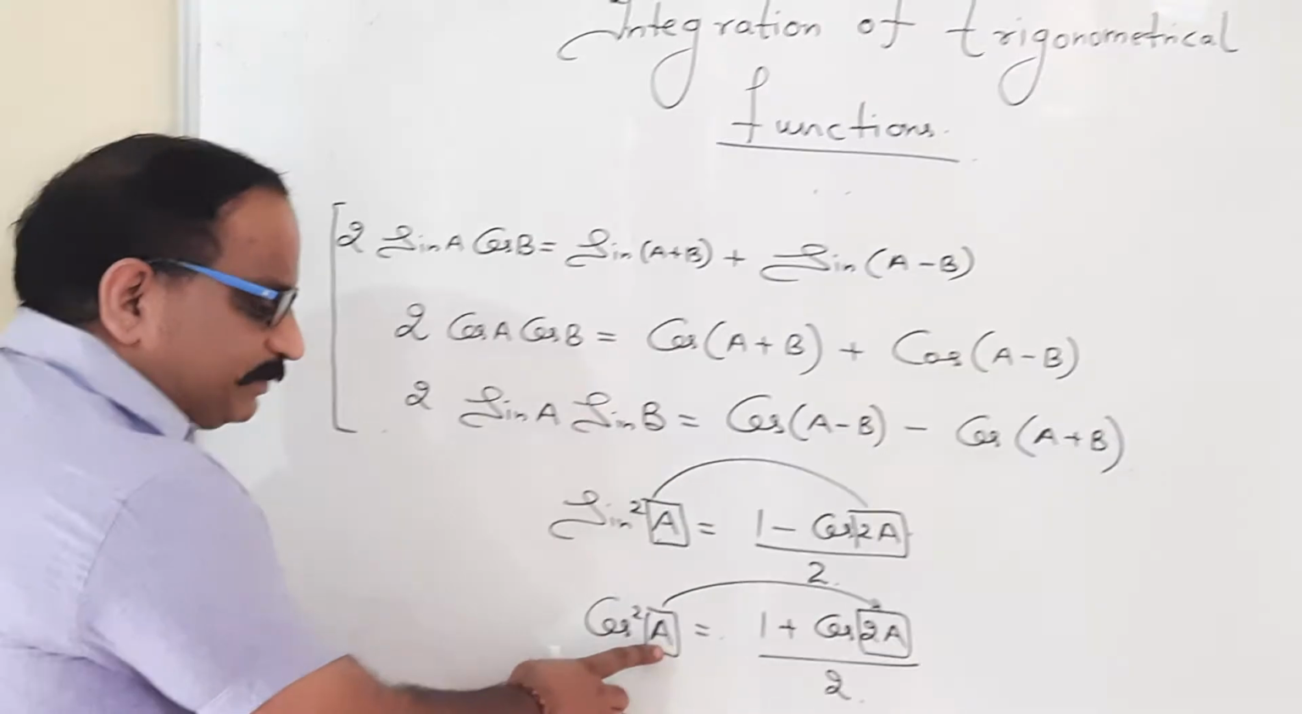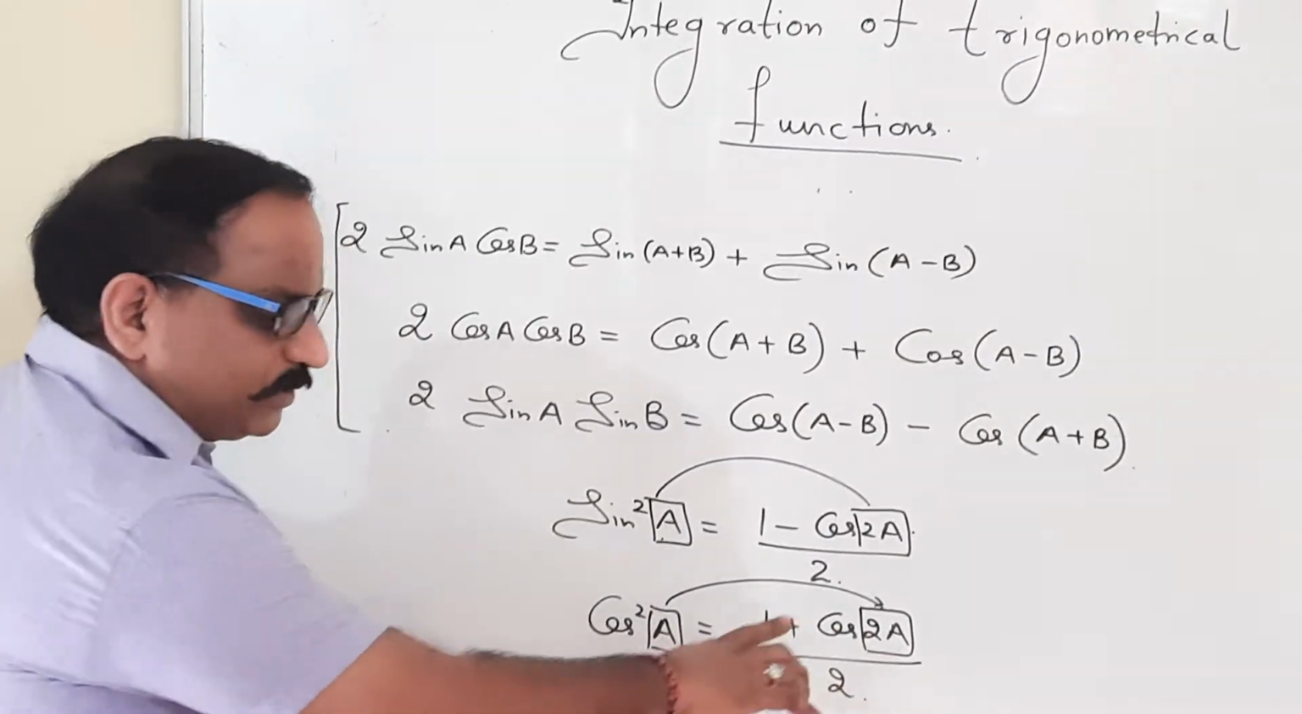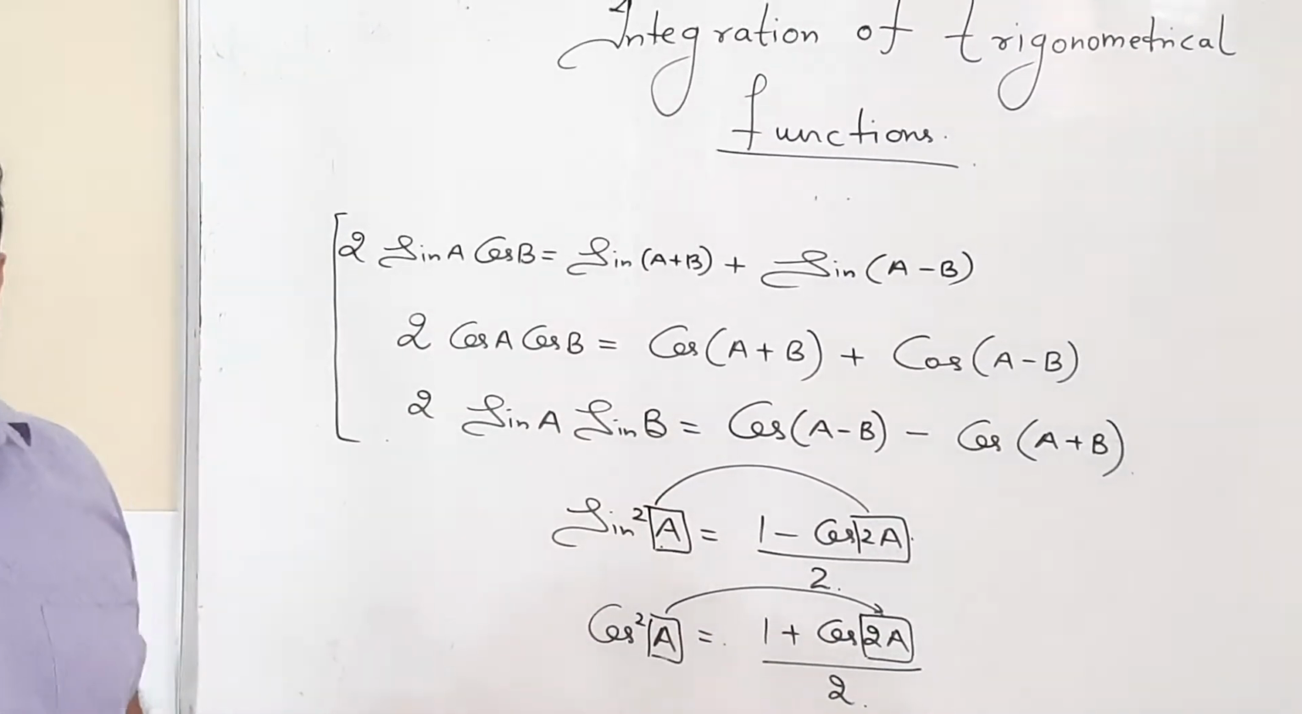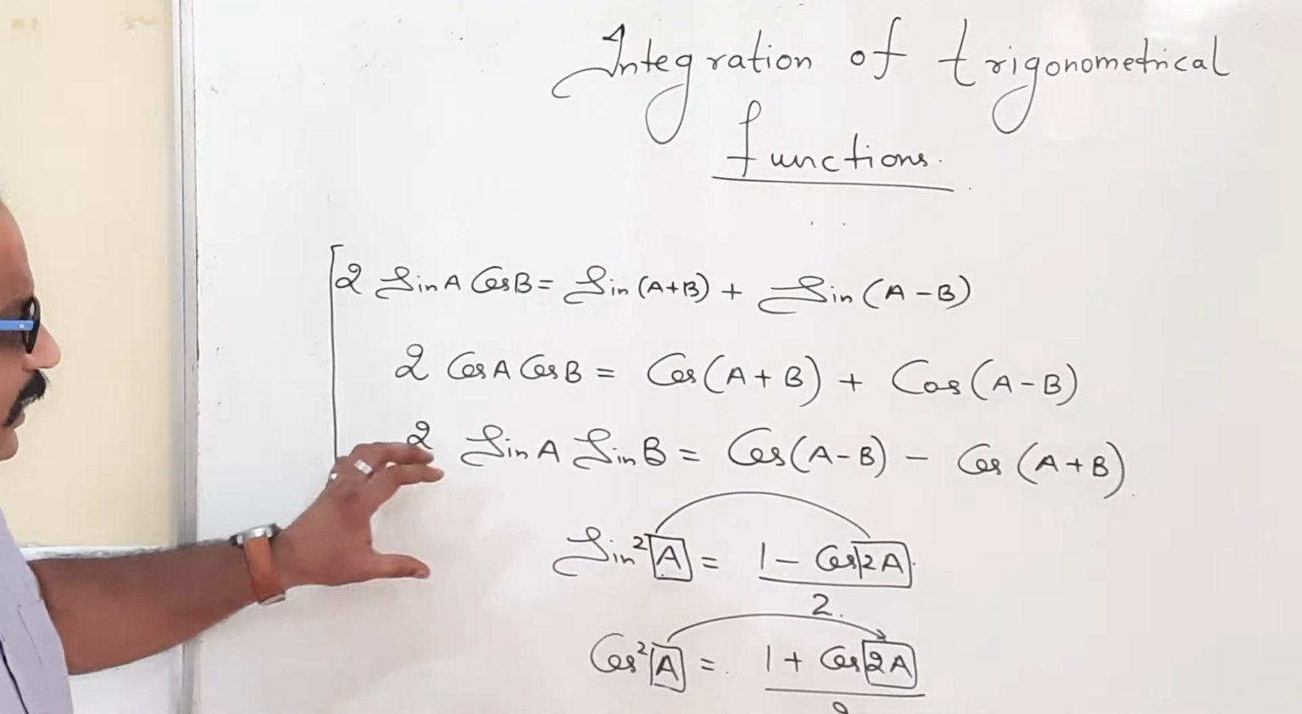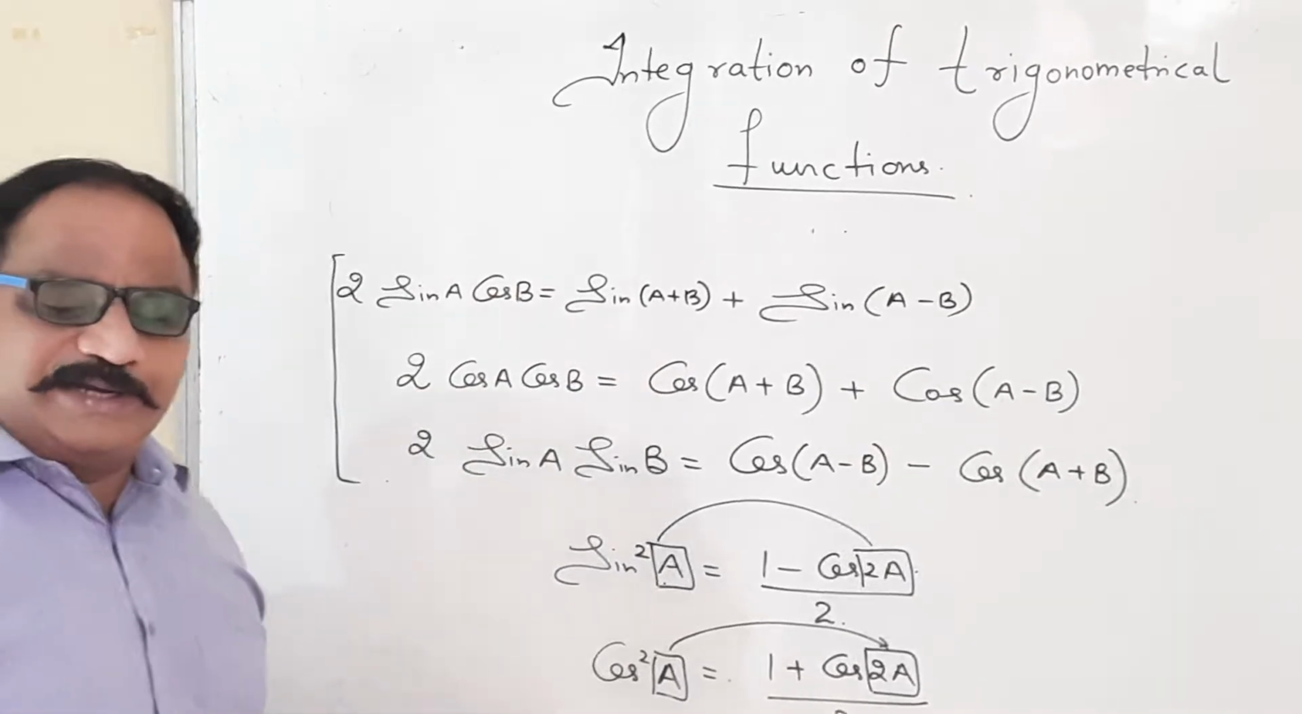Say if it is x by 2, then in place of that I should write 1 plus cos x. It will be doubled, so we have to take care of that. So these are the identities which will be useful in trigonometrical function integrations.